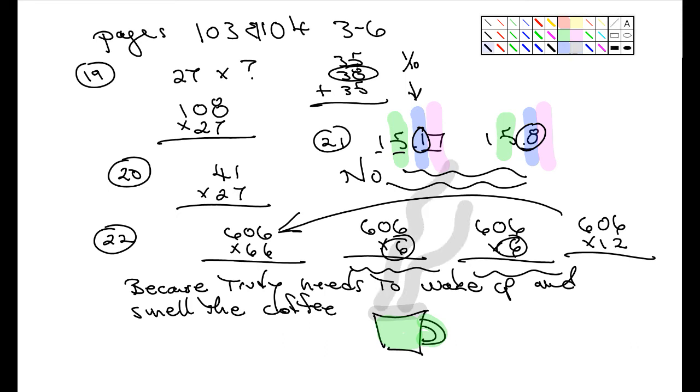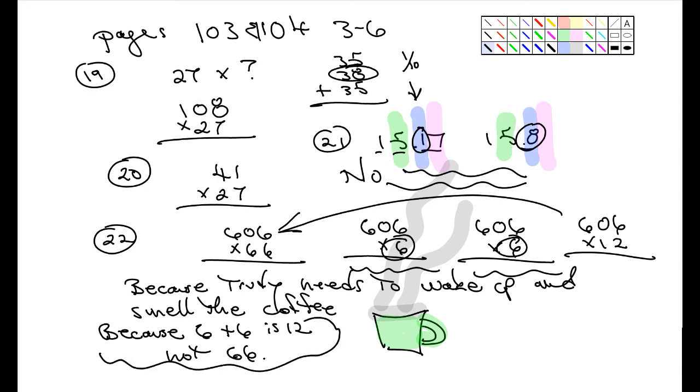So no, actually, I would mark it wrong if you really put that down. I was just teasing and should have known better. So, because 6 plus 6 is 12, not 66. That's actually a little more accurate of an answer.